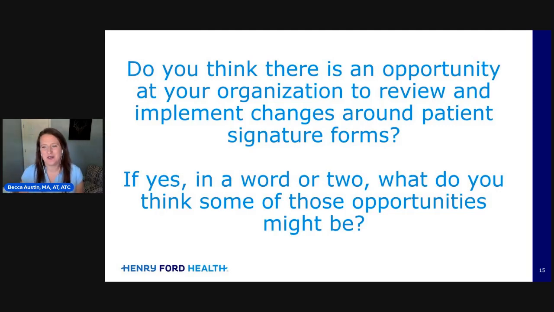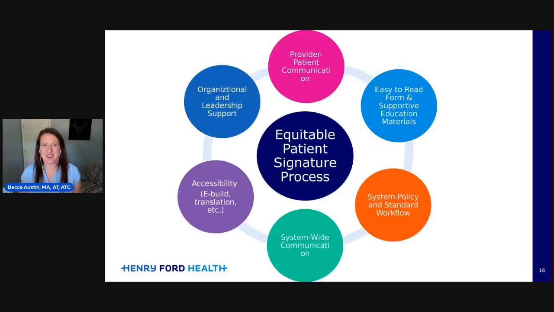And I think we can all agree on a lot of the reason we need to update forms within our organization. Just to level set for the purpose of the presentation today, I am attempting to simplify a process that is not simple by any means. We know for an equitable patient signature process, there's a lot that goes into it. So we need those easy to read forms. We need the plain language and formatted forms.